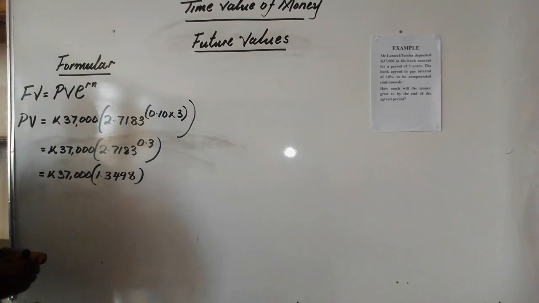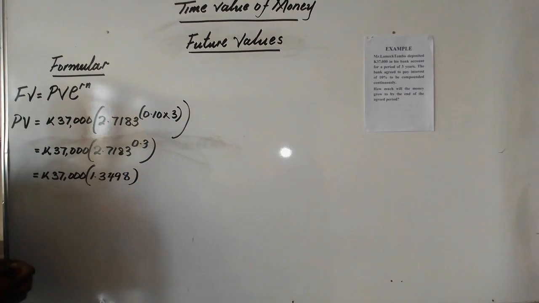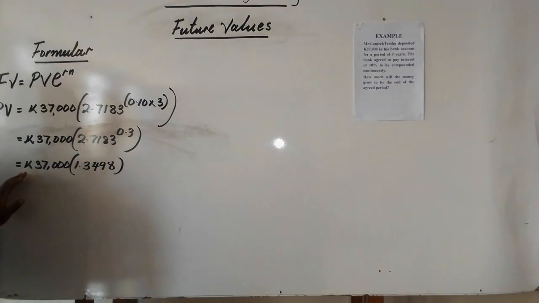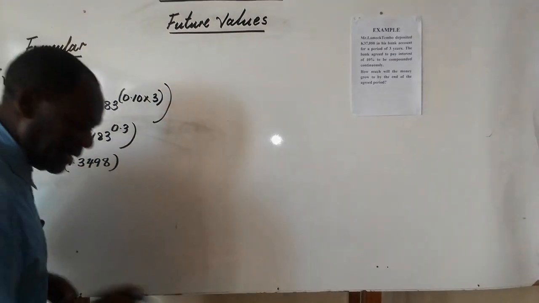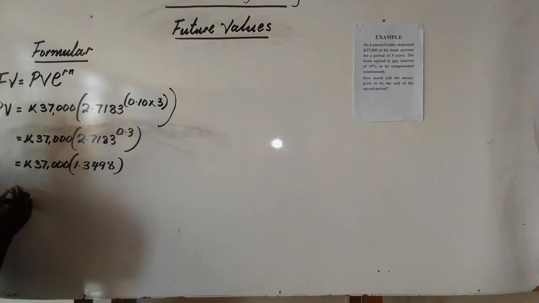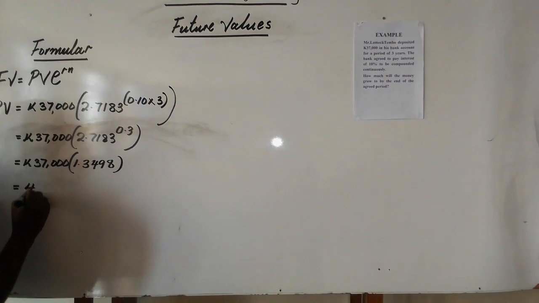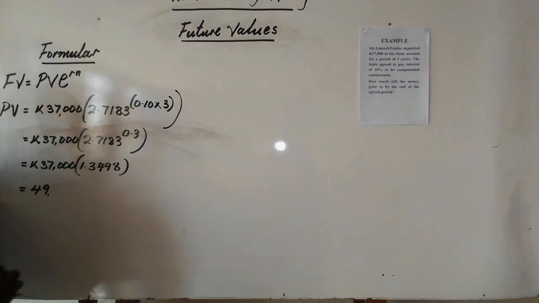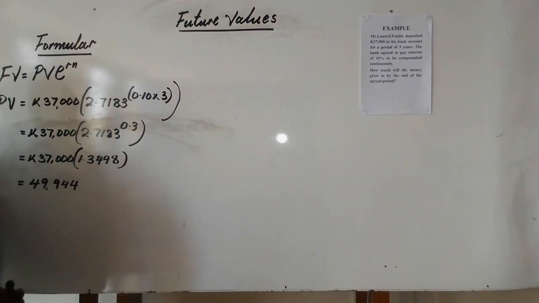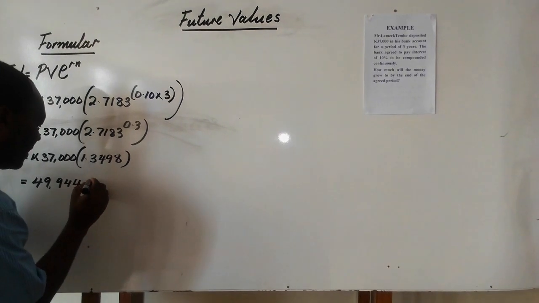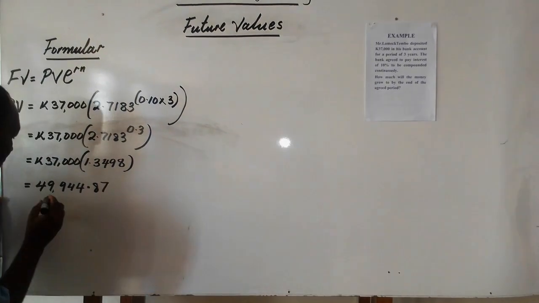Once you have reached this level, you simply multiply 37,000 times 1.3498, and your answer will be 49,944.87 kwacha.